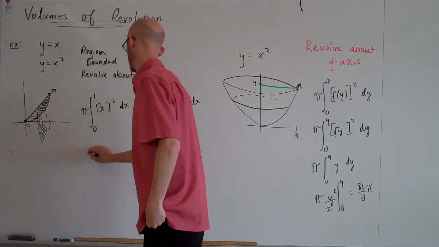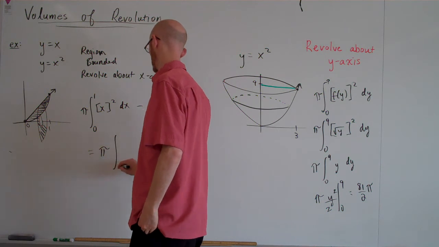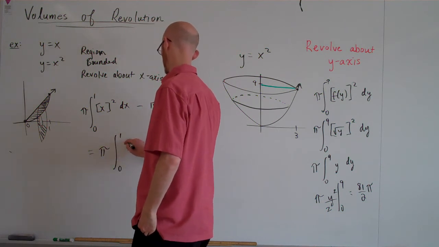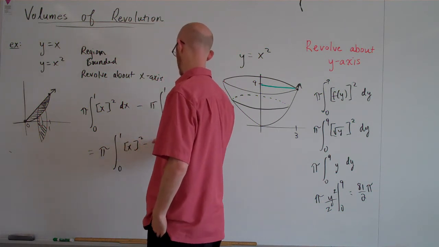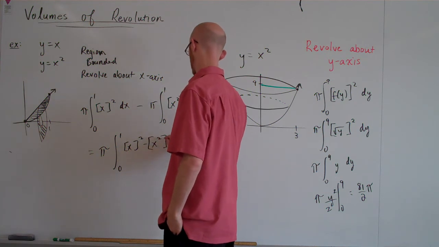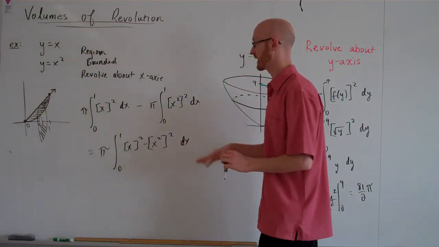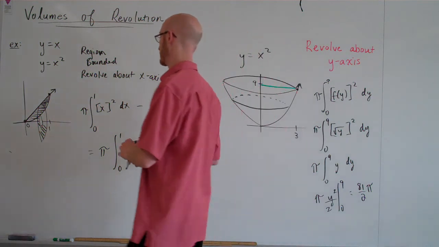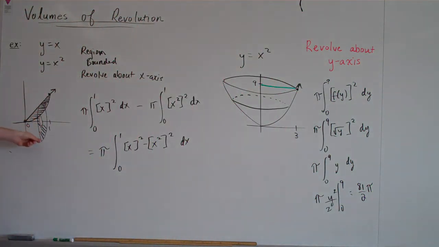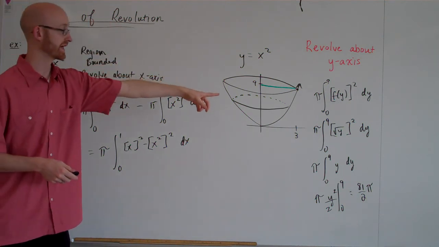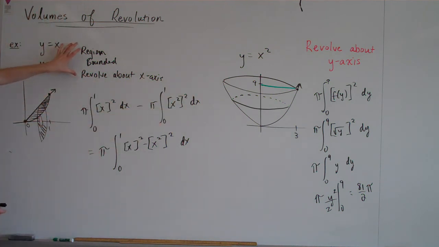You could combine them to be one integral, which would be 0 to 1 of x squared minus x squared dx. It doesn't really matter which one you want to do. But the basic idea is you're taking the larger volume and then subtracting out the hole that's in the middle. So we revolved about the x-axis, we revolved about the y-axis, and then we took a bounded region and revolved that around an axis as well.